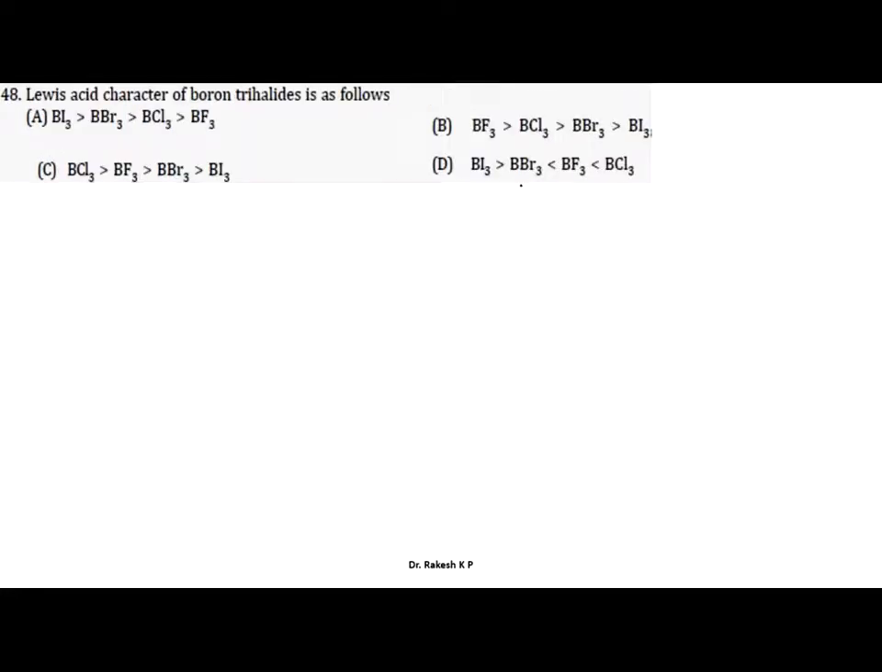The Lewis acid character of boron trihalides is as follows. You have to identify the decreasing order here. Lewis acids are substances which have a deficiency of electrons, or which accept a lone pair of electrons.